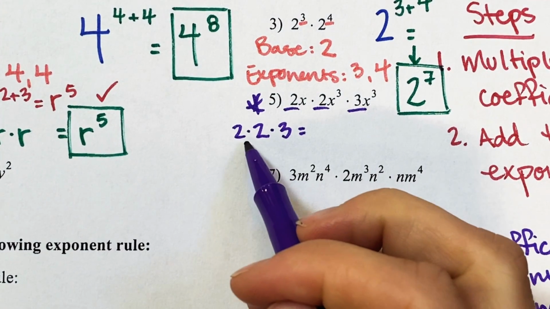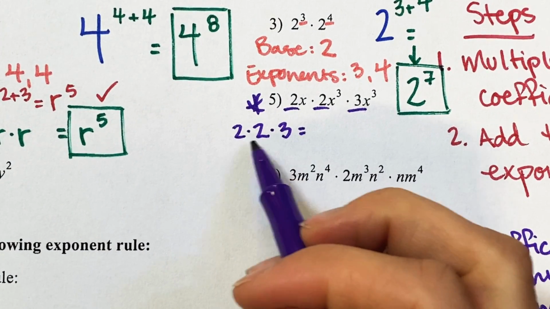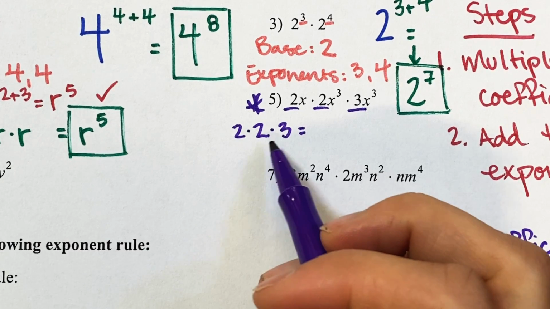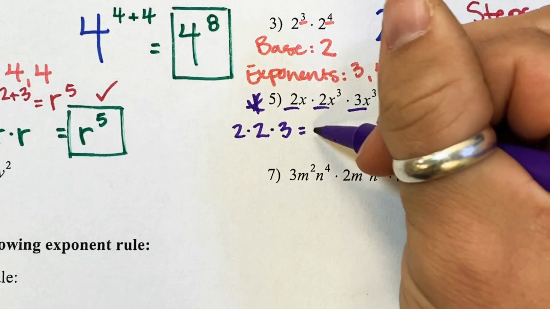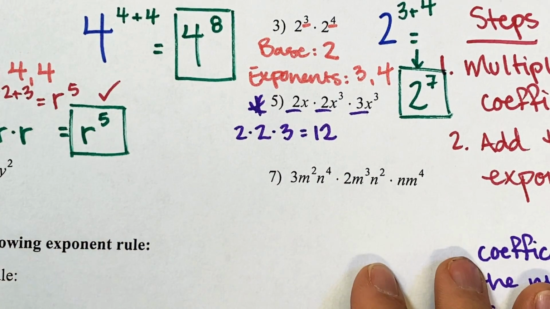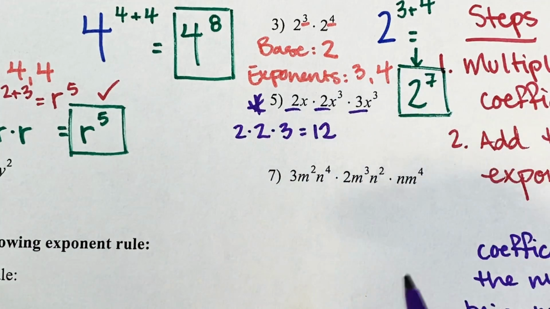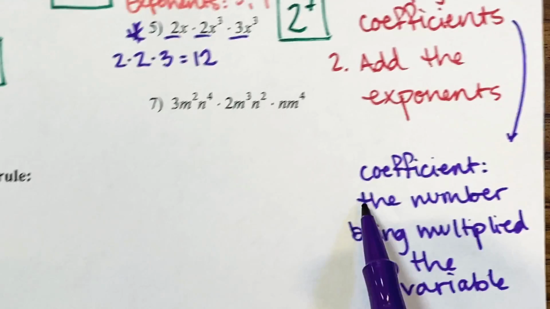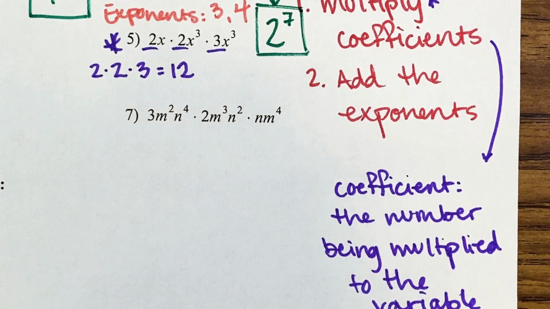Beautiful. Okay, we have 2 times 2, which is 4. 4 times 3, which is 12. Nice job. Okay, so we have a 12, and we're just going to set that aside for now. Okay, so we have our 12, but now let's do our second step, which is add the exponents.